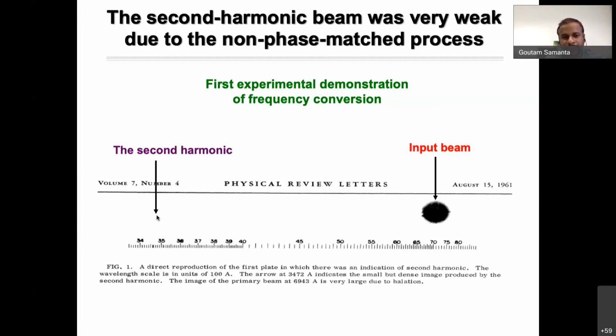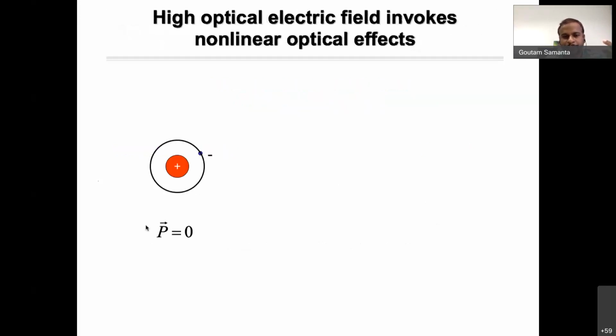Anyway, so even though the removal of that spot doesn't really stop anyone, that is the first demonstration of second harmonic generation, or generation of a new wavelength. Okay, so now I have talked about some of this generation, but we don't really know what a nonlinear optical effect is. So just to understand that, I have drawn a pictorial diagram of an atom where the electron is orbiting in a circular path.